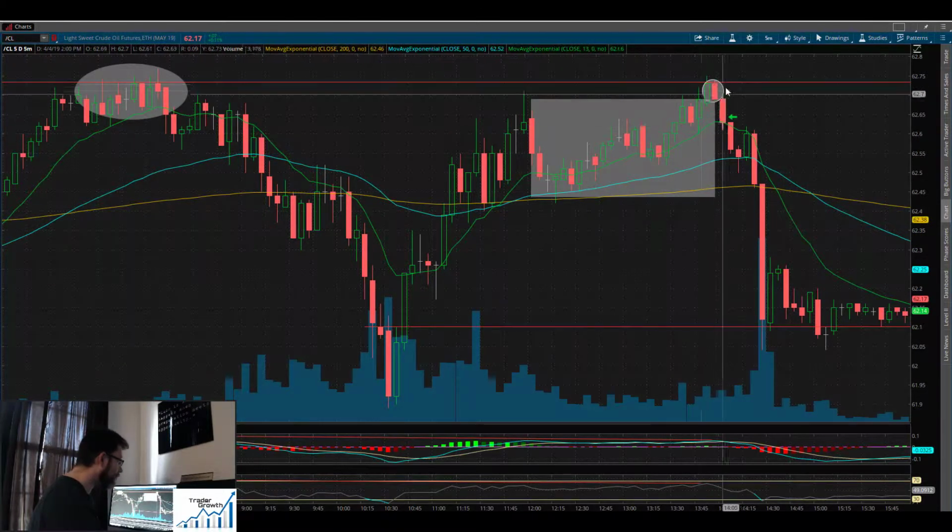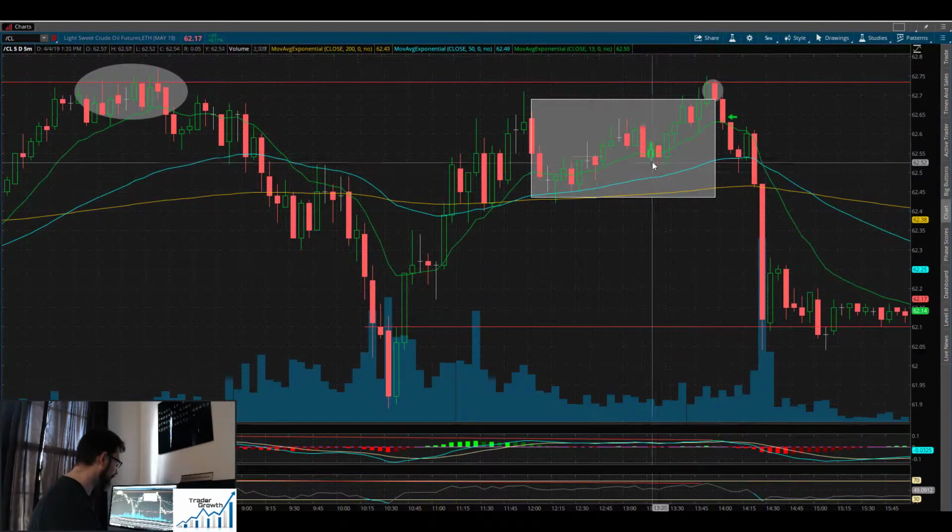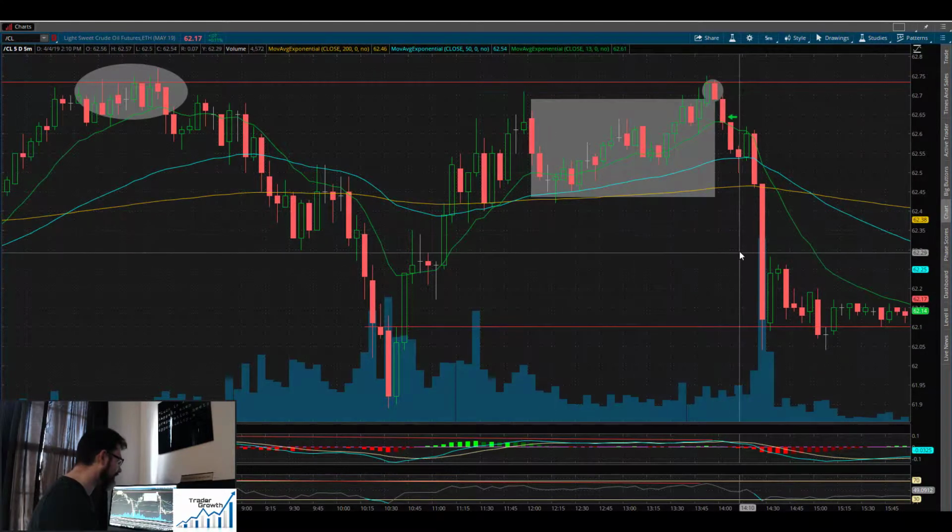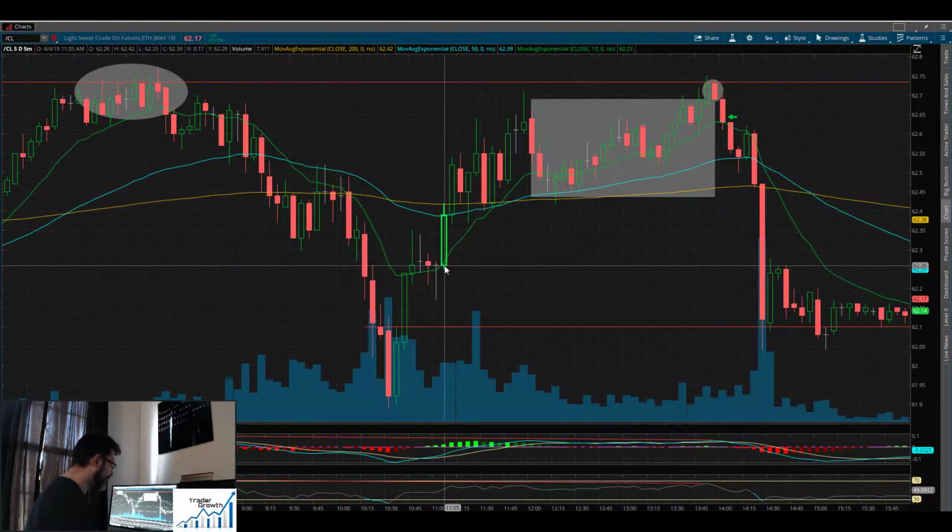The people that were up here and were buying for a breakout are stopped out 20 pips lower. The people that were here are stopped out here. The people that are at your 200 EMA are stopped out at 62.30. And here's the brilliant part.